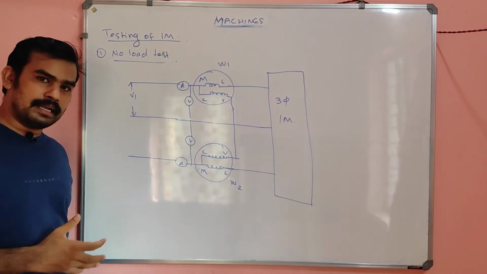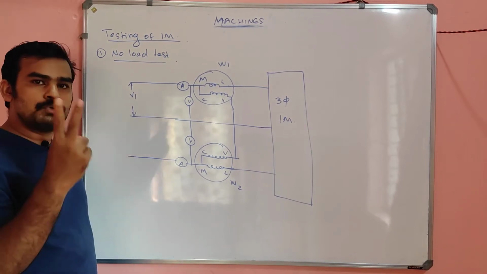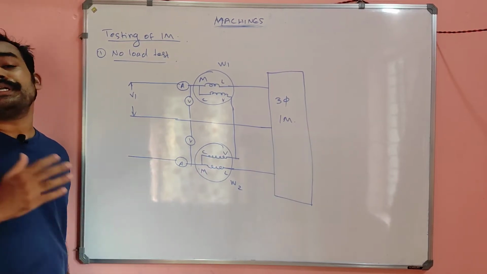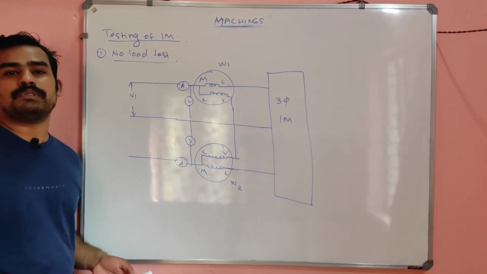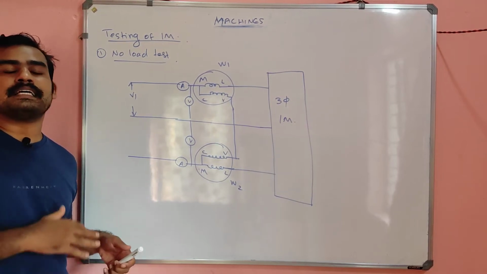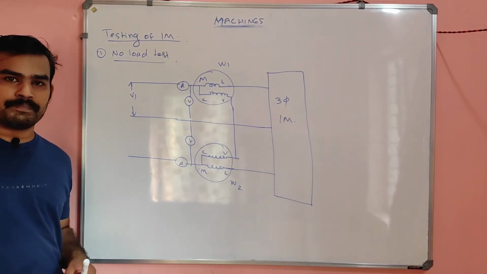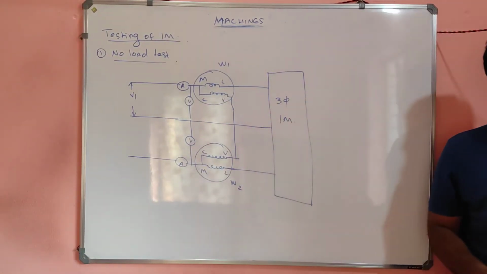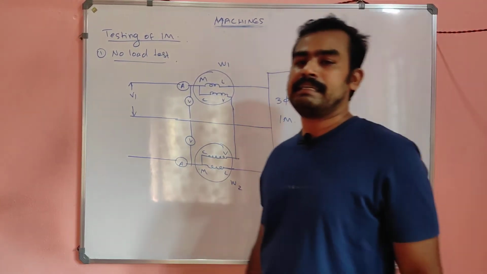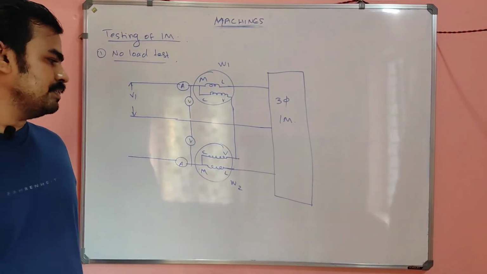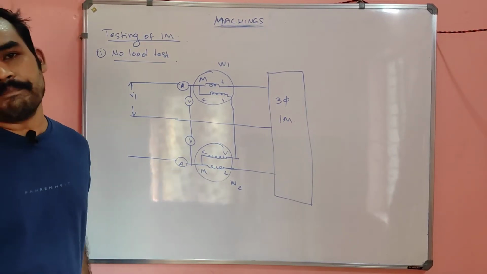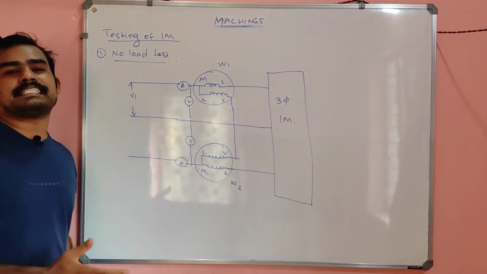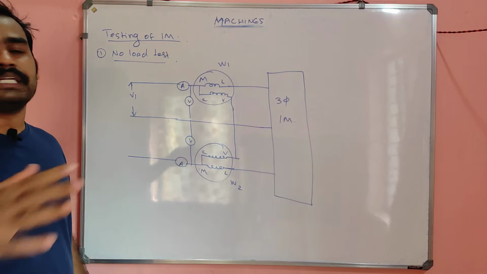In a similar manner, in the induction machine also, there are two important tests we do for finding the parameters of the equivalent circuit. I already told you that the induction motor is similar to the transformer. The other name of the induction motor is the rotating transformer. So the equivalent circuit is very similar to the transformer, but there is a small difference: here there is an inclusion of slip. That is the only difference we can feel while doing the test in the induction machine compared to the transformer.